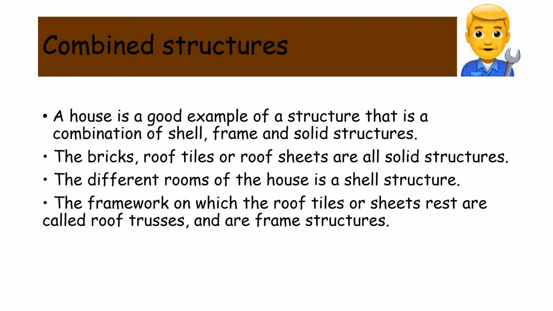We look at combined structures. A house is a good example of a structure that is a combination of shell, frame and solid structures. The bricks, roof tiles or roof sheets are all solid structures. The different rooms of the house are shell structures. The framework on which the roof tiles or sheets rest are called roof trusses and are frame structures.